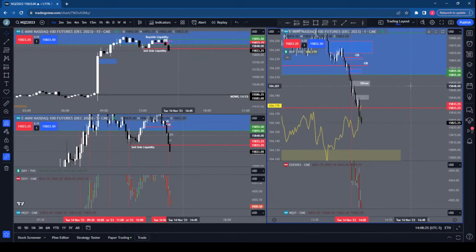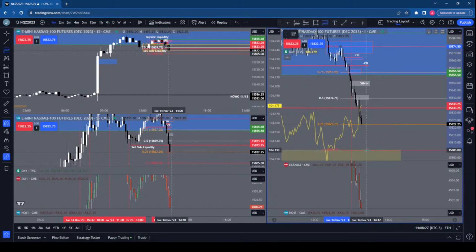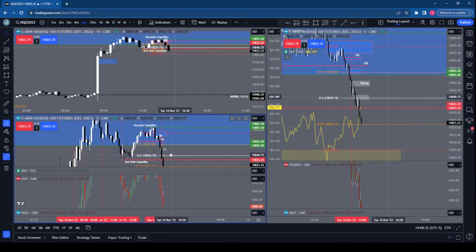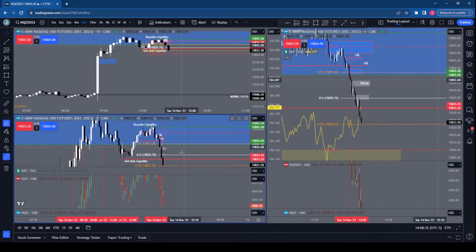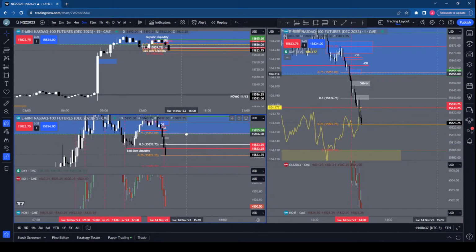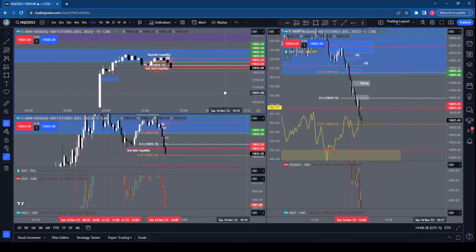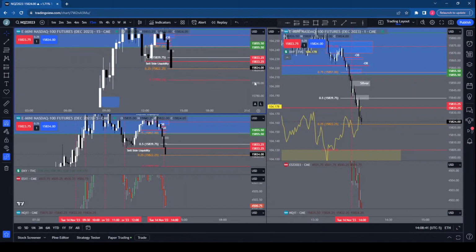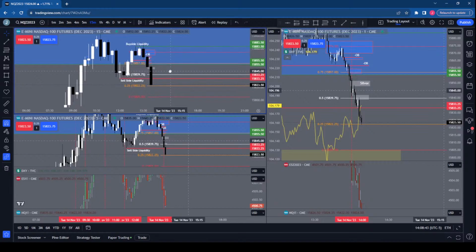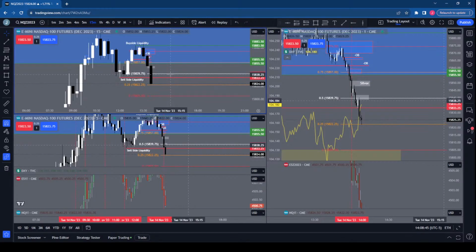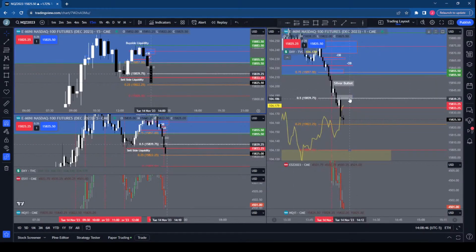I'd be interested in going short still, but I'm going to wait for a pullback. We might not get it, but I think on the 5-minute, we're going to have to make a lower high. So I'll wait for something of that sort. I would re-enter on this. I like that.